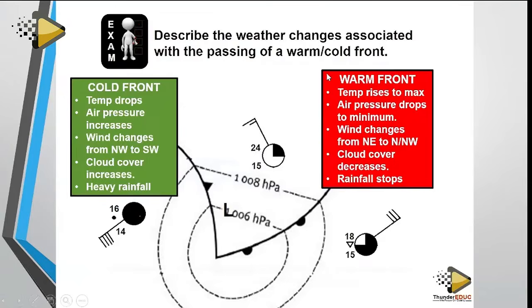Now, let's look at the warm front. This is the front that you get an examination question on, where they ask you which front hardly ever affects the weather of South Africa. This is the warm front. The warm front doesn't have much impact on the weather of South Africa.